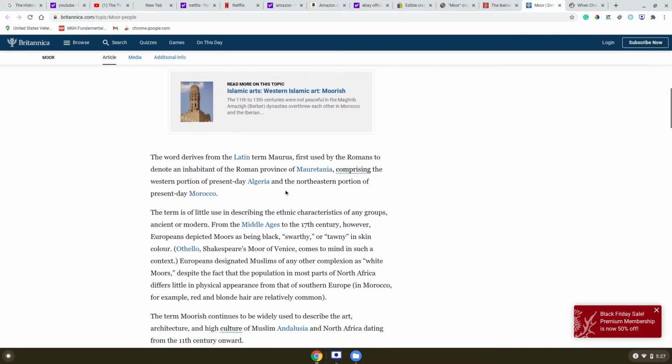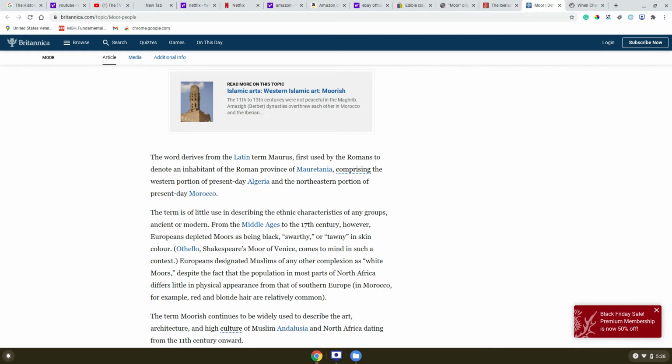Okay. The word derives from a Latin term Maurus, first used by the Romans to denote an inhabitant of the Roman province of Mauritania, which, interestingly, I can't say that word there. We're going to see in the next slide here that the Roman idea of Mauritania didn't fit into the lines that we see on the map today. The Roman idea of Mauritania was basically all of North Africa, extending all the way down to Ghana, right?